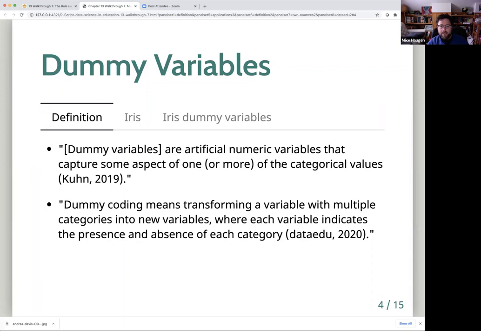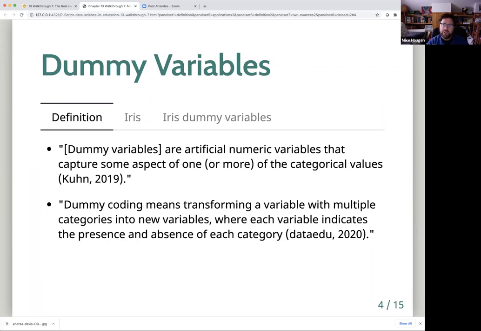So basically, a lot of models will require, not all, but a lot of models will require the independent variables to be numeric. And so if you have qualitative variables, they'll need to be transformed. And a lot of times you don't have to worry about that because the linear regression function will do that automatically.